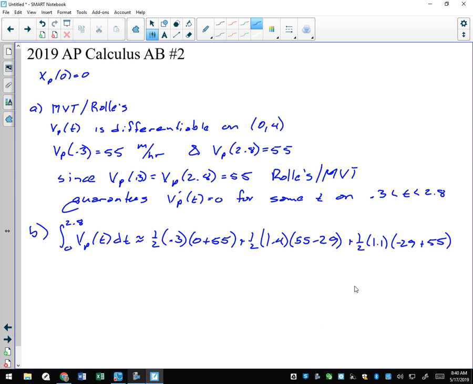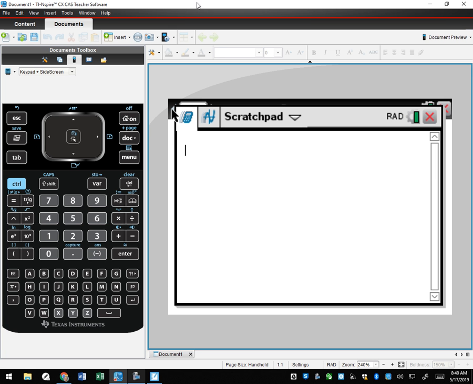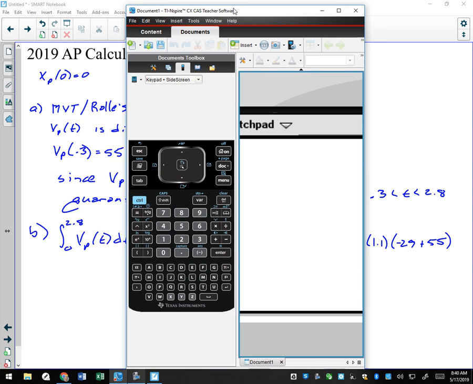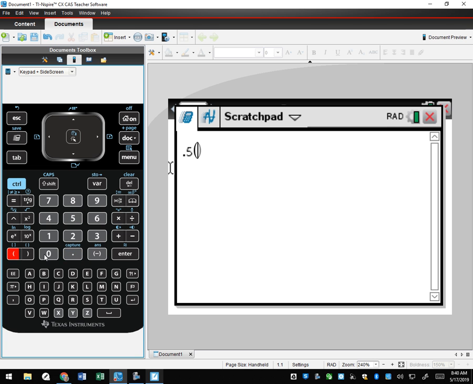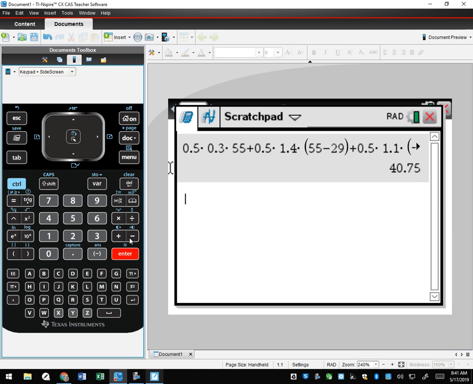And I'll throw that in the calculator to get an answer. Let's see, now I forgot what it was. Oh, shoot. So it's half of 0.3 times 55, plus half of 1.4 times 55 minus 29, plus half of 1.1 times negative 29 plus 55. Enter, and we get 40.75.